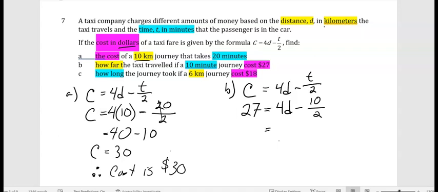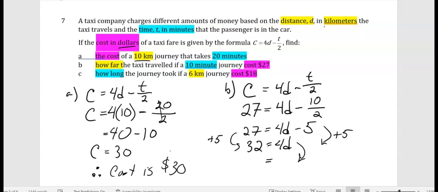So for this one, let's write it out again and solve, or simplify, I should say. The 10 over 2 is 5. And then algebraically, we're going to do an operation of adding 5, so I can get 4D by itself. Adding 5 gives me, what is 32?